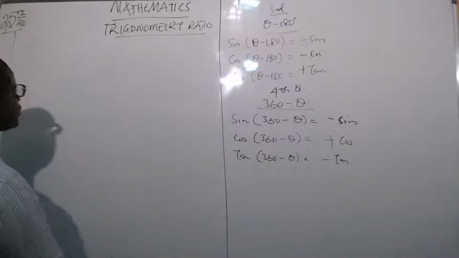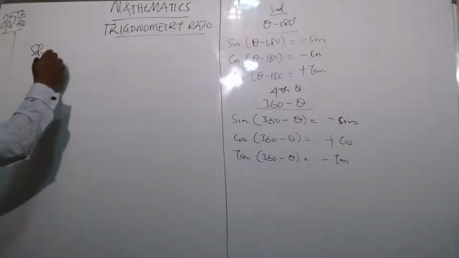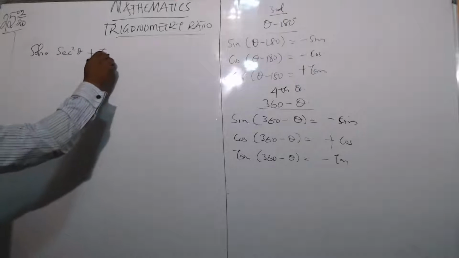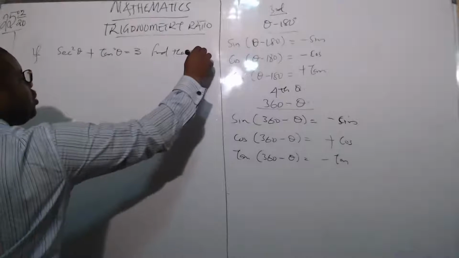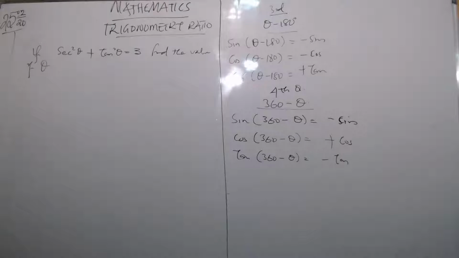One of the first questions there says: solve sec squared theta plus tan theta equals 3. Find the value of theta. Right?